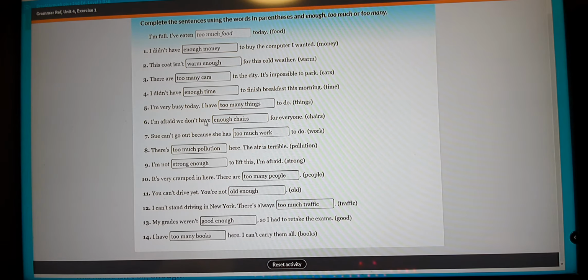I'm afraid we don't have chairs for everyone. So maybe 20 people, but 15 chairs. So I'm afraid we don't have enough chairs. Chairs countable. Sue can't go out because she has work to do. So Sue can't go out. Why? Too much work. Because she has too much work to do.